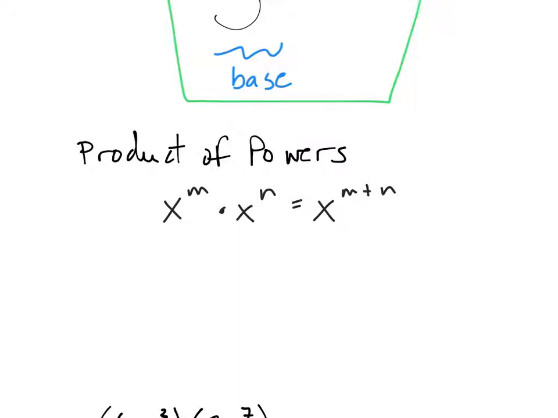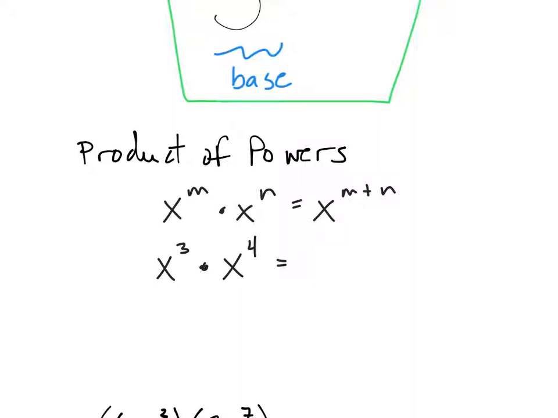So x to the m times x to the n will be equal to x to the m plus n power. Now, I do want to expand this and talk about this, right? So let's do this with some numbers instead of some letters. Let's go with x to the third power, and let's multiply that by x to the fourth power. So, what does x to the third power actually mean?